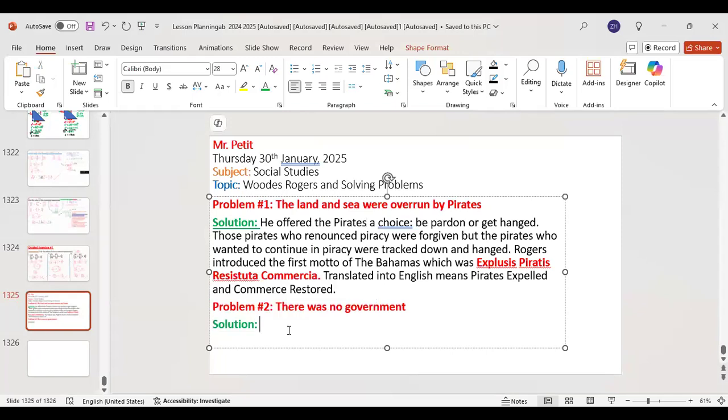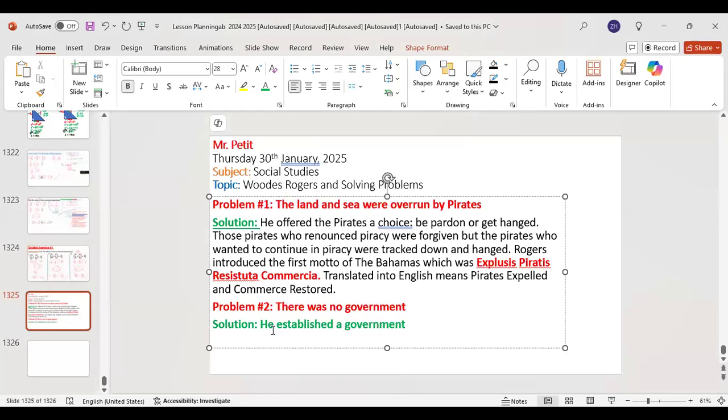Now, some people chose piracy. Some people chose to be pardoned. About 300 pirates took the oath of allegiance. But those who refused were captured and hanged. Now, the next problem was that there was no government. And the solution was that he established a government.